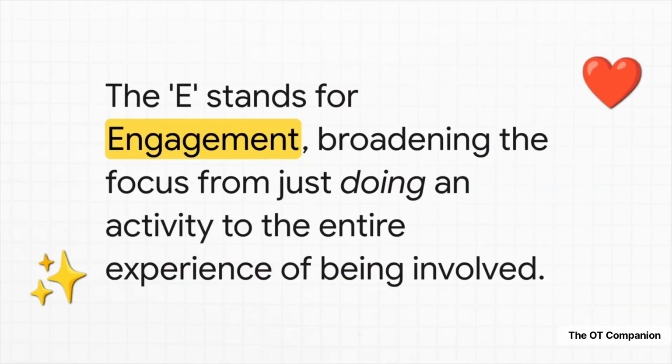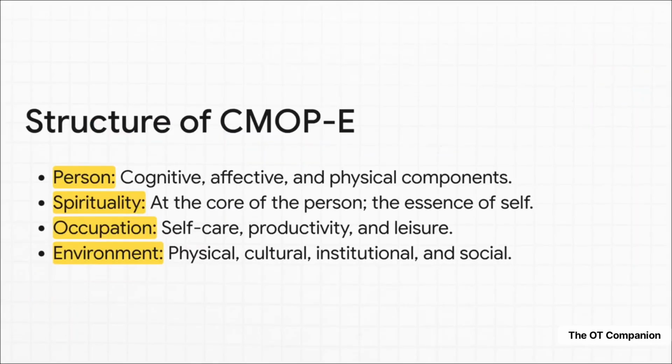And our third major player is CMOP-E, the Canadian Model of Occupational Performance and Engagement. Now, this model grew out of an earlier version, and that E they added for engagement, it's a total game changer. It shifts the focus from just doing an activity to the whole experience of being meaningfully involved in it. And this right here is what makes CMOP so unique.